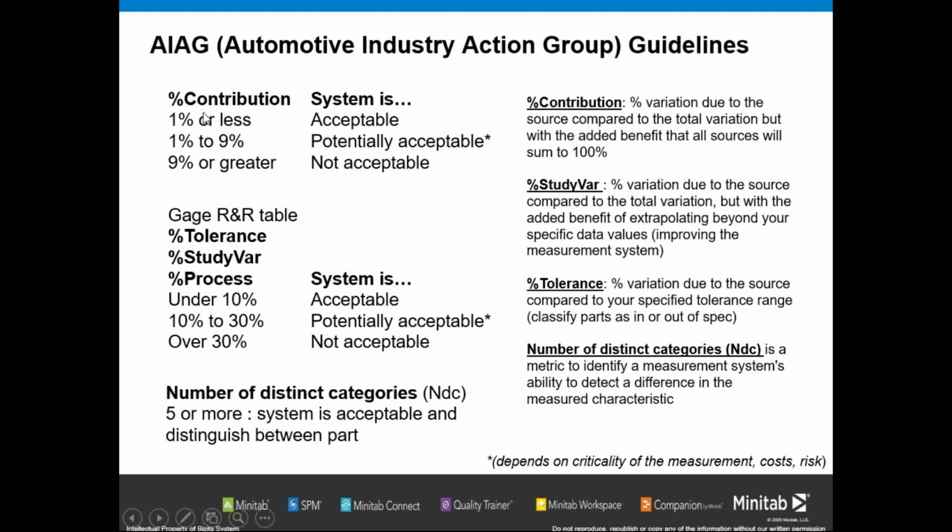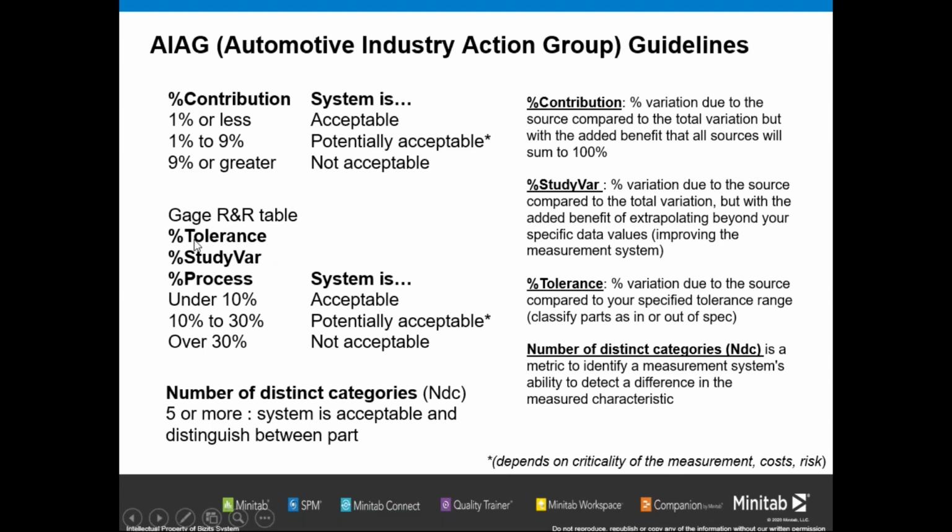If you are looking at the percentage contribution, 1% or less means the system is acceptable. 1% to 9% is potentially acceptable, depending on the criticality of the measurement, cost, or risk. If the percentage contribution is more than 9% or greater, we consider the system not acceptable.